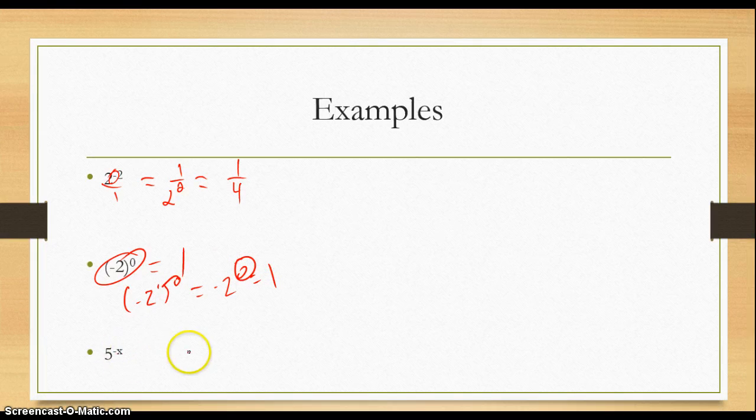5 to the negative x power. Well, we can't have a negative exponent, so we're just going to take the reciprocal of that, making that positive. So 1 over 5 to the x. And I don't tell you what x equals, so we can't solve it, so this would be your final solution here.